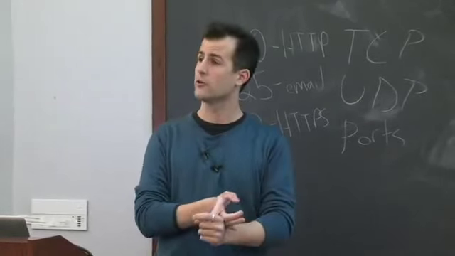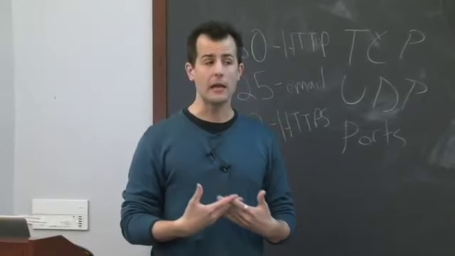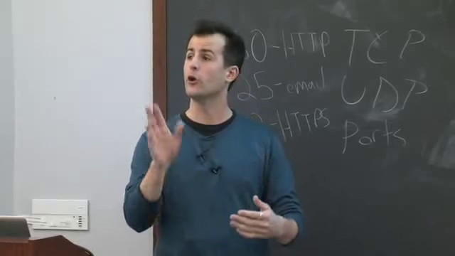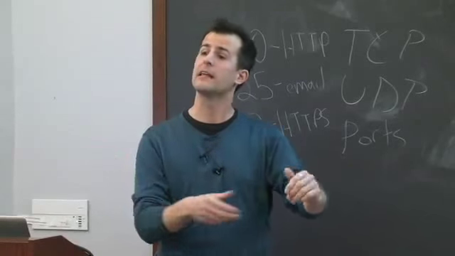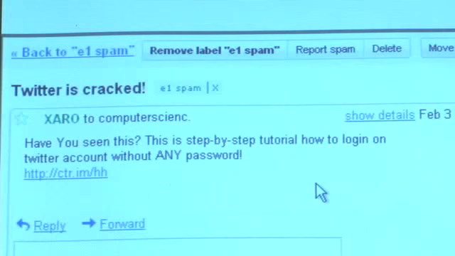And we'll talk more about this later in the semester, but these things known as viruses and worms are very often delivered to end users by way of attachments, and they unknowingly double-click on something they think they should be clicking on. So this URL here, ctr.im/hh, this is a new trend that's been popularized by sites like Twitter of URL shortening.